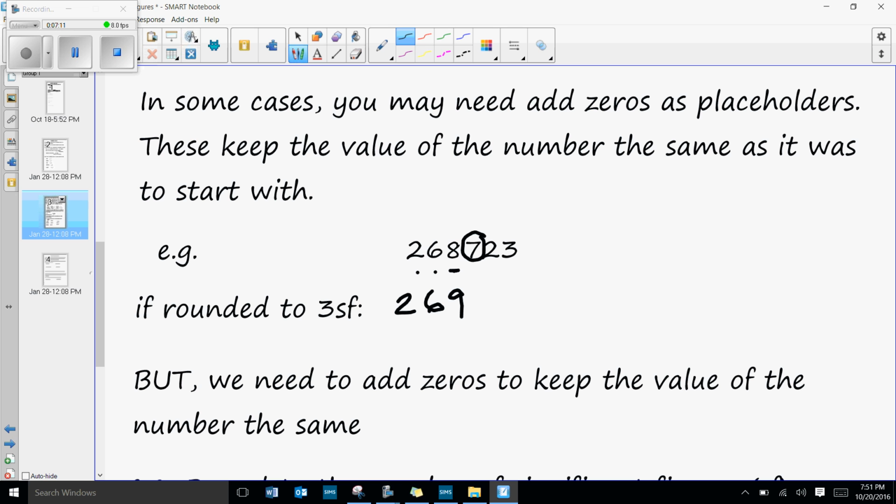Now, looking at the value of these, the top number is 268,723. We've rounded that to be 269 as it currently stands. Those numbers are not similar. So what we have to do is add 3 zeros to make sure that the 2 and the 6 and the 9 are in appropriate place columns.